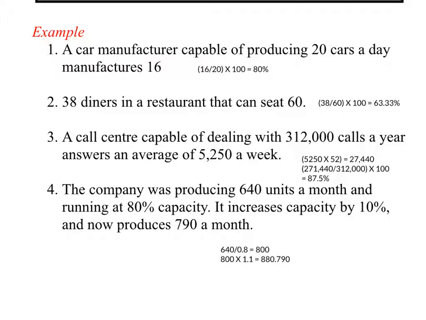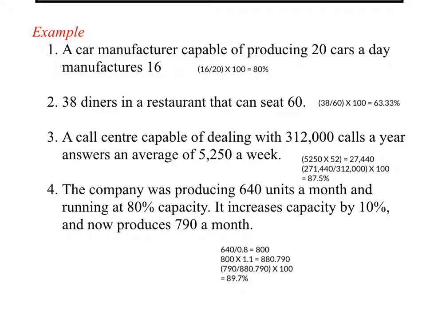But it's increased. Maybe they've extended it some way, but they've increased capacity by 10%. So I've times it by 1.1 to get a 10% increase, and that gives me a new overall capacity of 880. Now I know that they produce 790, so I have to do 790 divided by 880, times it by 100, and I'd get 89.7, and again I'd be worried that that's heading towards putting too much pressure on this company.